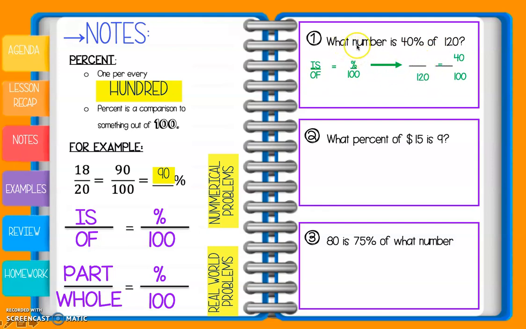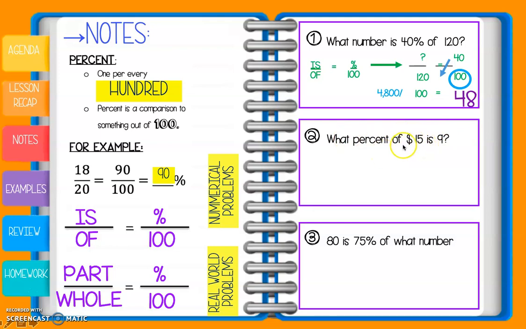It also says what number is. Since we don't know what number, since that's the question being asked, we're going to put a question mark right here. Now this is set up like a proportion we know how to solve. So we're going to cross multiply 120 times 40, and we get 4,800. We're going to divide out the remaining 100, and we get that our answer is 48. Okay, so let's do that again. Let's look at number 2. It says, what percent of $15 is 9?